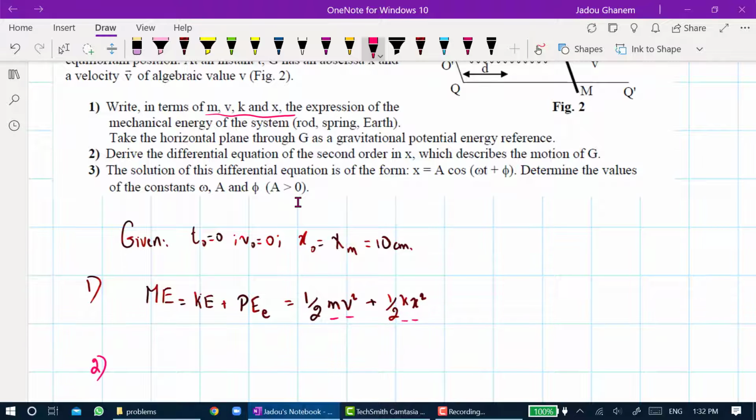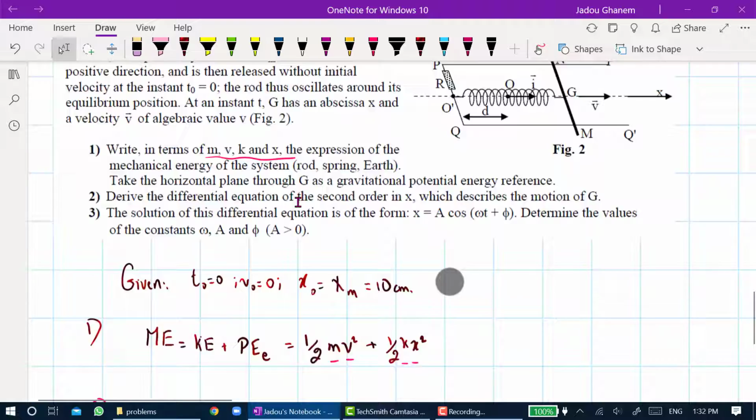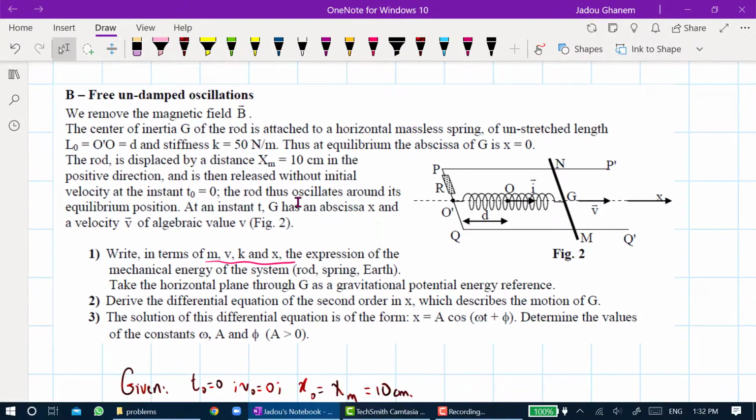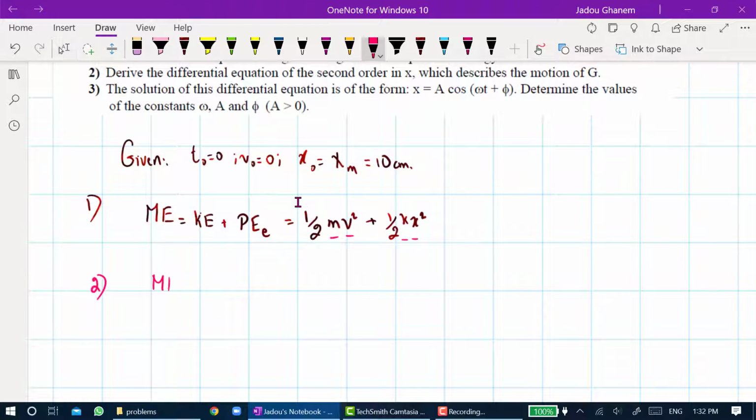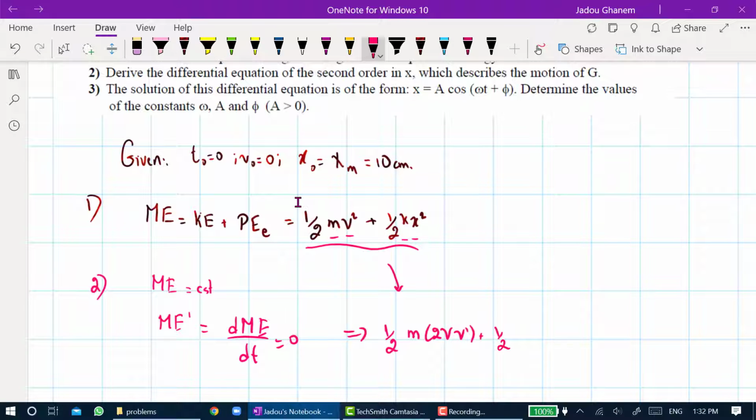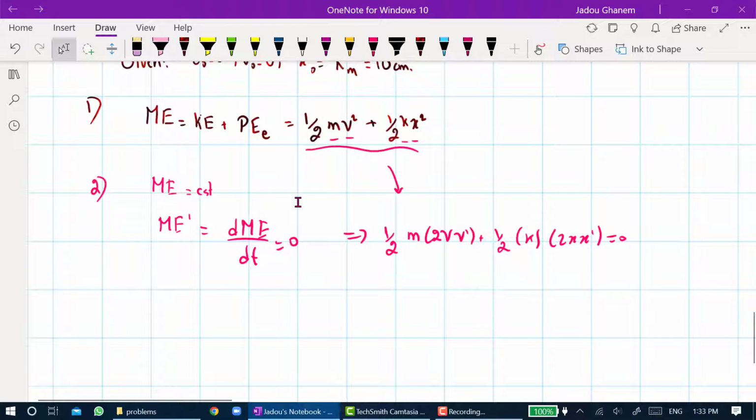Part 2. Derive the differential equation of the second order in x which describes the motion of G. They said previously that there are no friction forces acting on this rod. So we can say that the mechanical energy ME is conserved, equal to constant. And now ME prime, which is the derivative of ME with respect to time, will be equal to 0. Derive this expression and you will get half m into 2v v prime plus half k into 2x x prime. This is equal to 0. Cancel 2 with the half, it will be m v v prime plus k x x prime equal to 0.